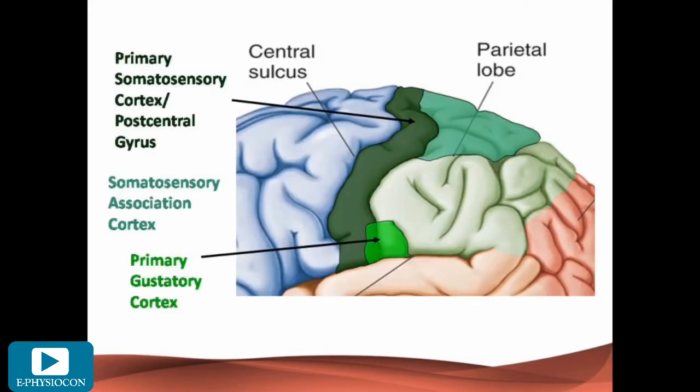In this picture, you can see the parietal lobe and the central sulcus. After the central sulcus, there is the primary somatosensory cortex, or we can say postcentral gyrus. The main function of the parietal lobe is the regulation of the sensation of the body. And in the parietal lobe, near the postcentral gyrus, you can see the primary gustatory cortex.